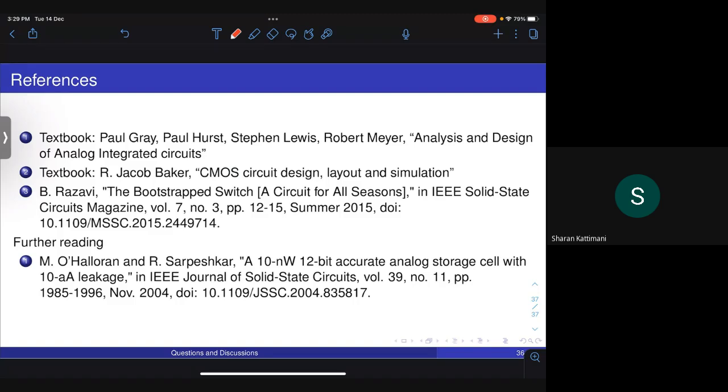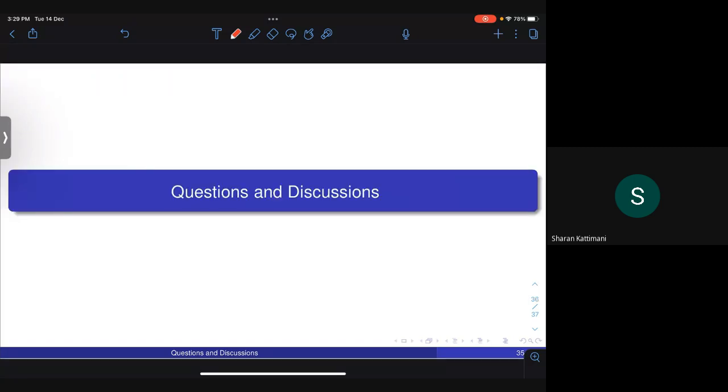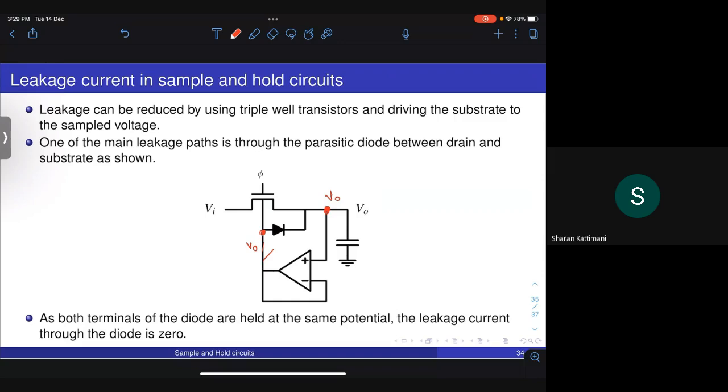Based on our discussion today, we should be able to follow what are the techniques they use to get leakage currents as low as 10 attoamperes. Okay, so I will stop here. If there are any questions, we can discuss. Otherwise, we will take a break and come back for the lab session.